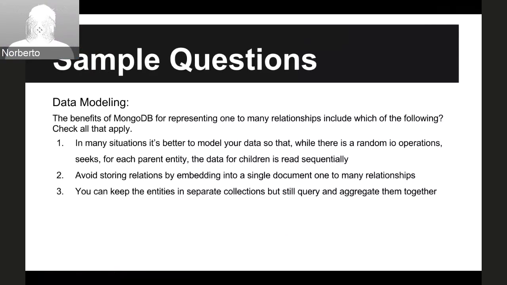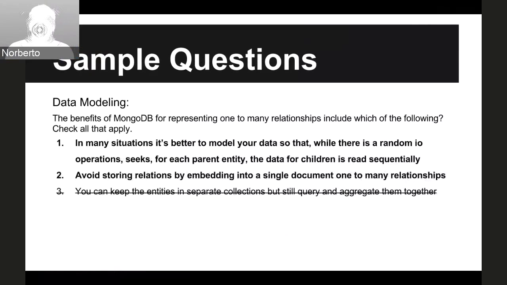So in this kind of question, we need to understand mostly what is the benefits of MongoDB in terms of representing the one-to-many relationships. And in this situation, the only one that does not apply is the last one, where basically it's implying that you will be able to do joins of separate collections under the same query, which is not possible in MongoDB, as we all know. It's much better to do the storing of the relationship by embedding into a single document on one-to-many relationships. And obviously, when we have multiple seeks or random IO around the documents themselves, it's better to embed them all together, the children with their parent.